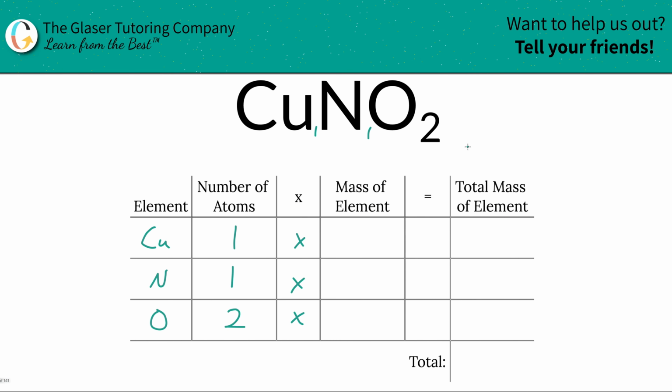So let's write them down, right? So copper here is going to be 63.55. Nitrogen was about 14.01, and oxygen is 16. If you use 14 here, nobody's gonna care. It's not a problem. All right.